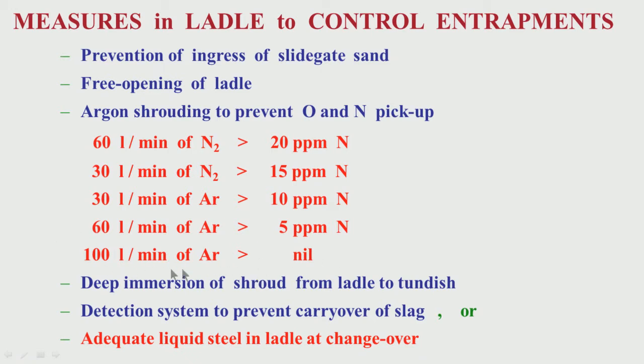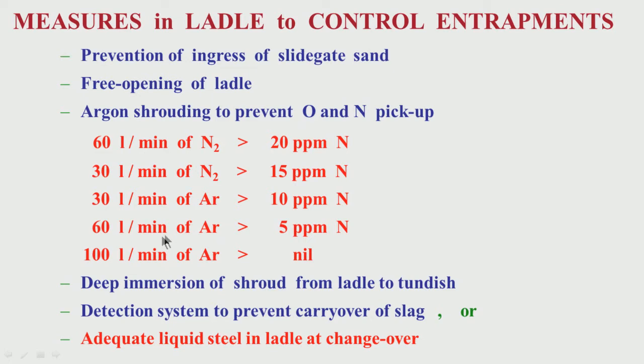So, 100 liter per minute of argon, it has been found experimentally, is desired to control oxygen and nitrogen pickup. So, this is very important. We must remember that when we are pushing argon for shrouding purpose to prevent oxygen and nitrogen pickup, how much argon do we push? Because argon is expensive compared to nitrogen. So, how much do we push? If you push 30 liter per minute, it is not adequate. 10 ppm nitrogen pickup will still be there.